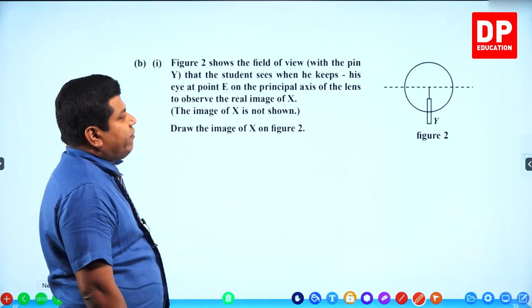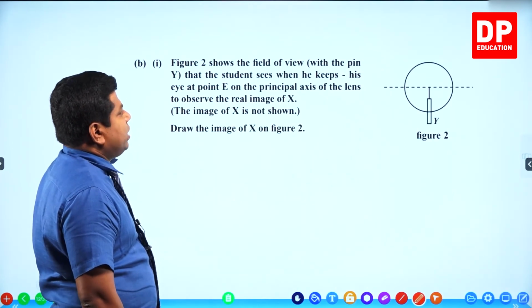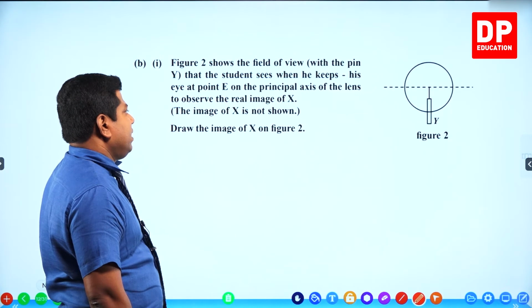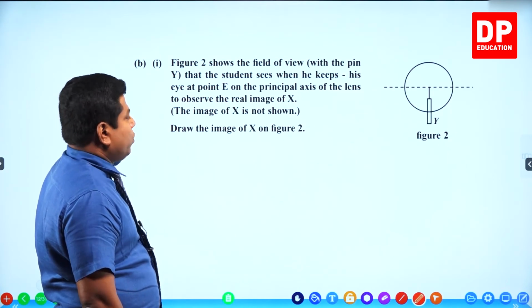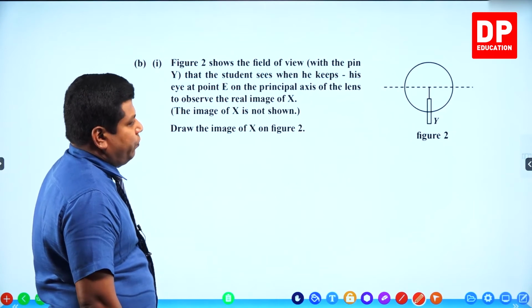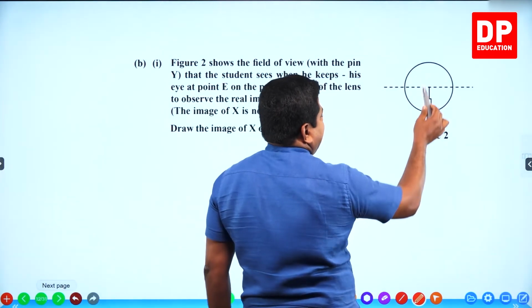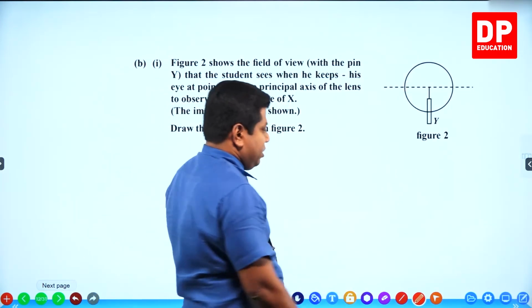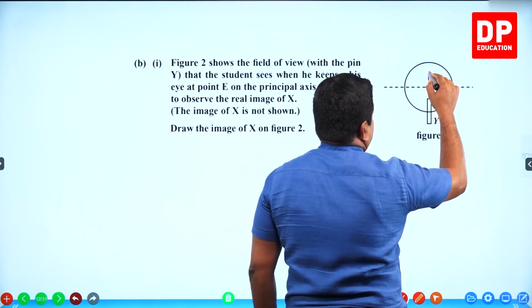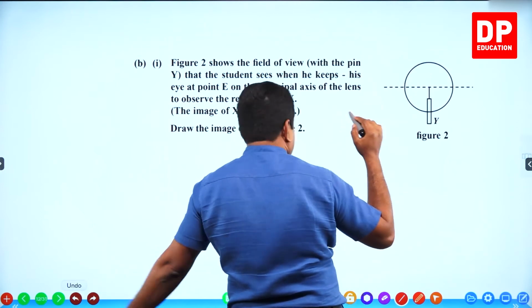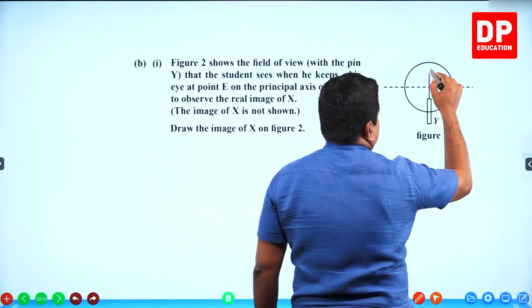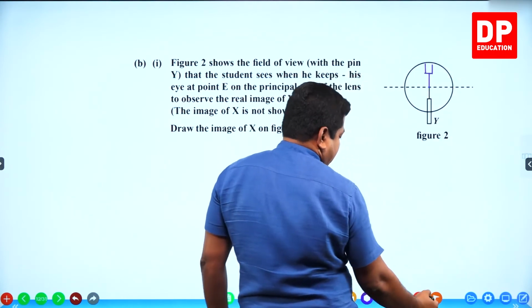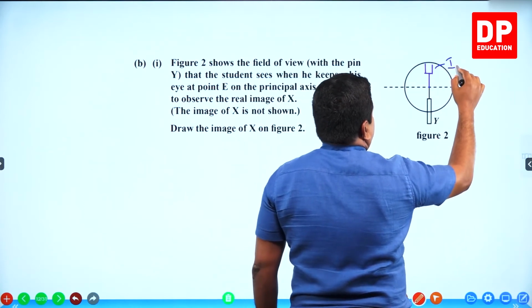Figure 2 shows the field of view with the pin Y that the student sees when he keeps his eye at point E on the principal axis of the lens to observe the real image of X. The image of X is not shown. Draw the image of X on figure 2. So, what you see here, this is pin Y, right? Image of X has to be an inverted image, right? Inverted image. So, how would that be? It has to be collinear with this. That's how you will get the image of X.